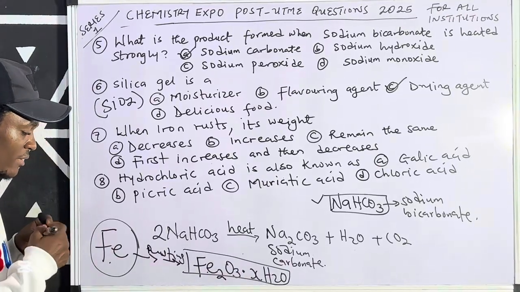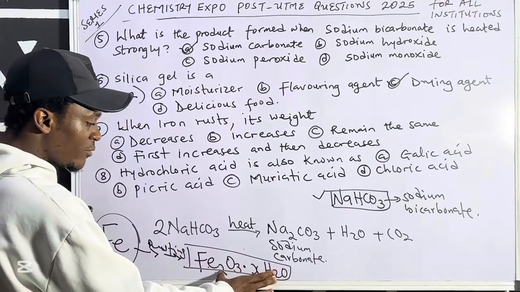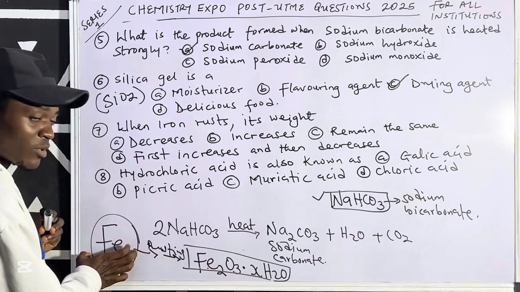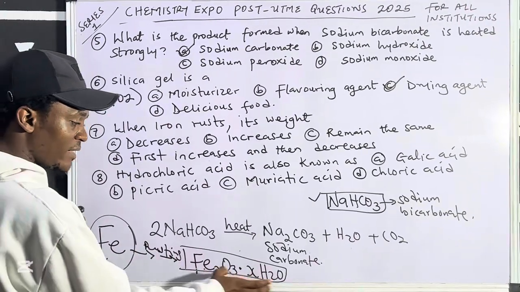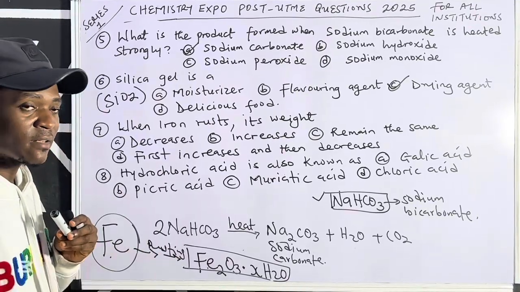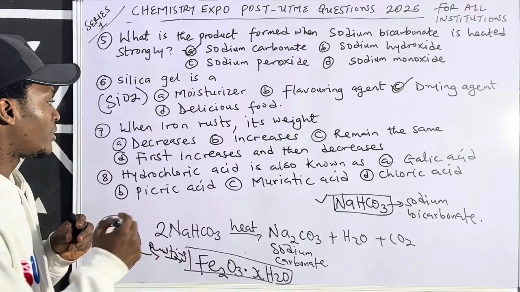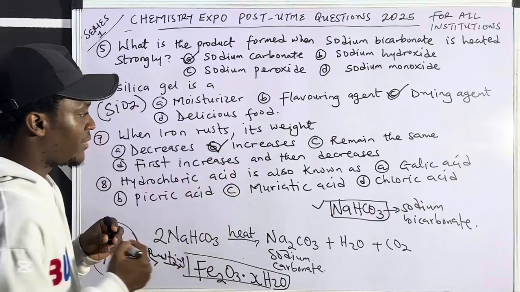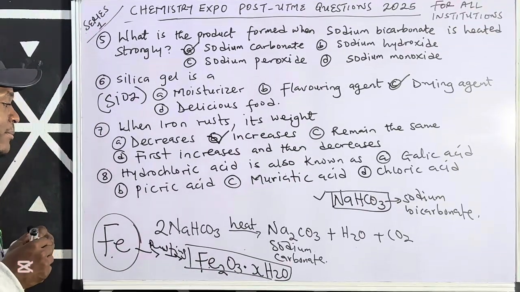So what do you observe? There must be an increase in the weight of the iron, because iron was alone previously here. Now it now contains other elements. So there must be an increase in the weight. So the correct answer is option B, increase in the weight.